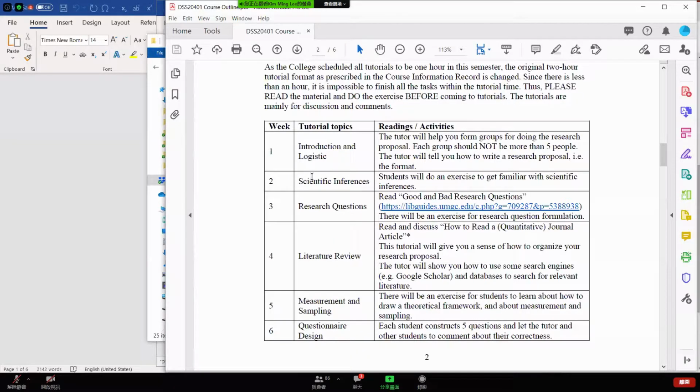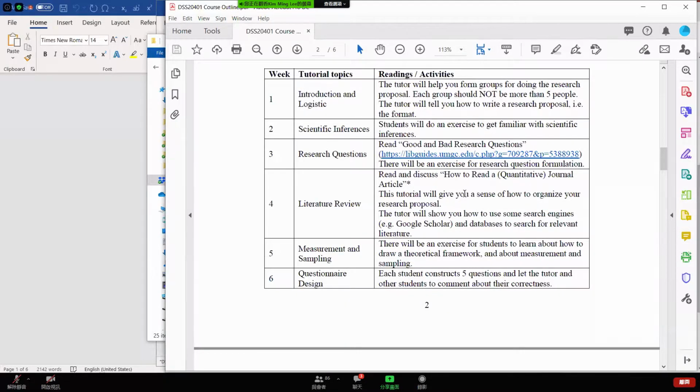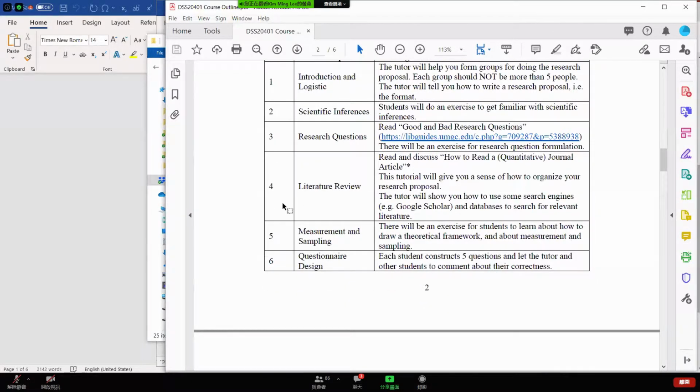Okay, so you can see from the schedule here. So I won't go through all of them. And in week 4, the tutor will show you how to find relevant literature. So this is to do your literature review. For example, I don't know whether you use Google Scholar or not, or whether you go to the University of Wollongong online library, the Australian one, and try to find some reading for you, some journal article, something like that.